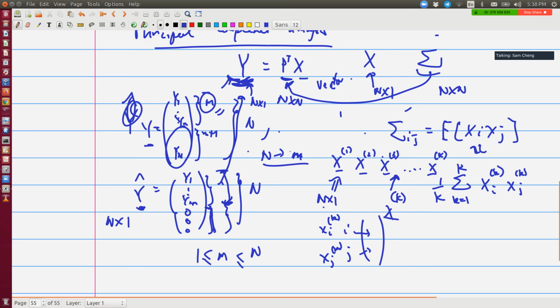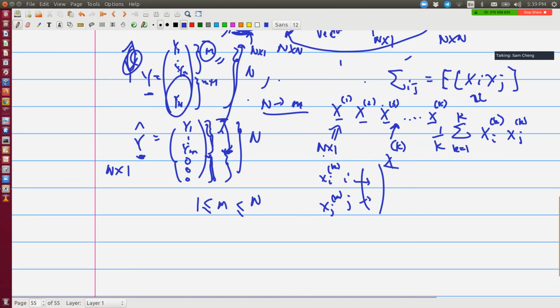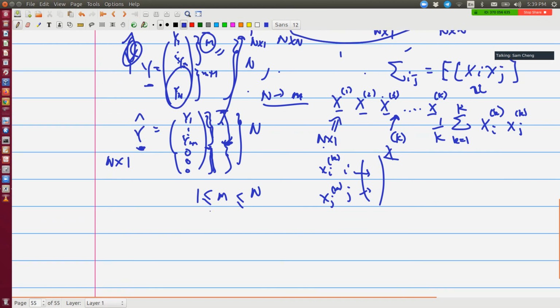So you pick whatever m you want. What I'm going to do is keep the first m and then discard the rest. So that essentially is a dimension reduction, right? And we want to show this is optimum. Optimum will be in the sense of the error. If I look at the error, y minus y hat.